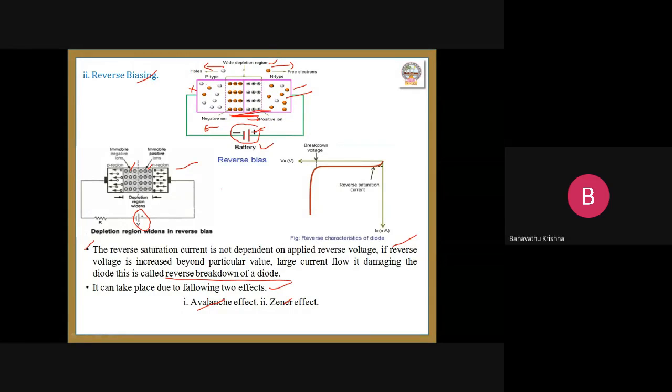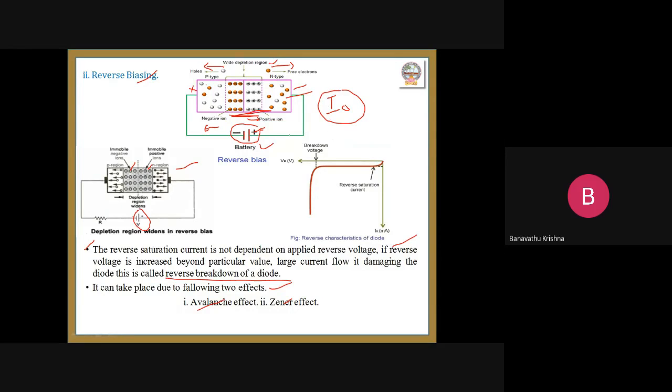Simply, all the students are saying there is no current, sir. No current. But it is not. There is a current also. That current is nothing but drift current. Nothing but it is the reverse saturation current, I naught. This current is available to the minority charge carriers. How is it generated? This minority charge carrier current is generated.